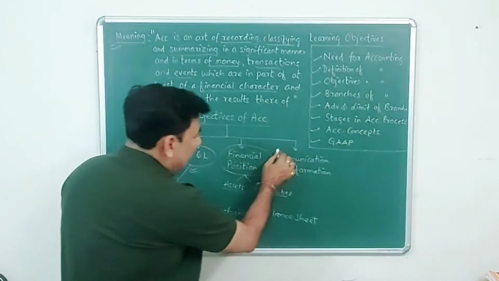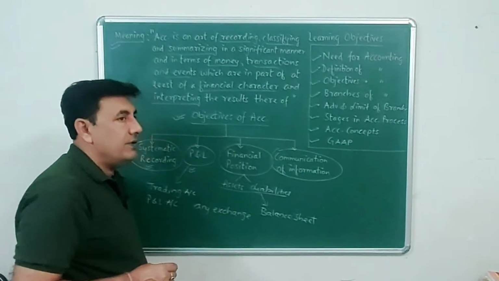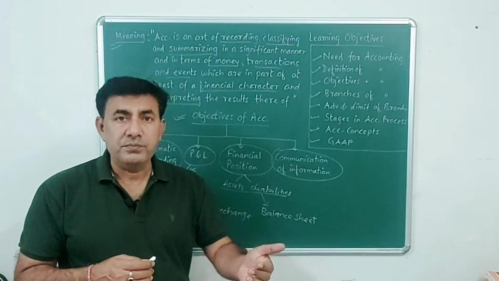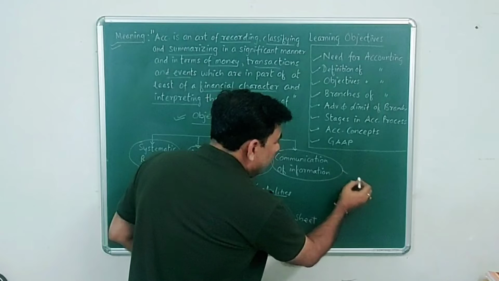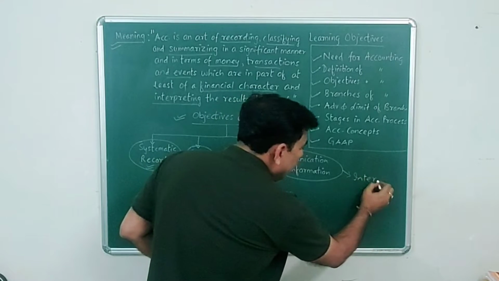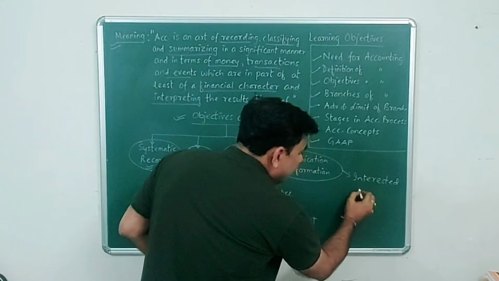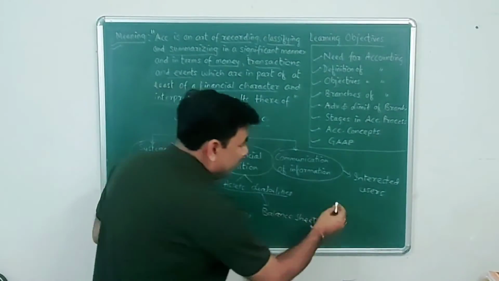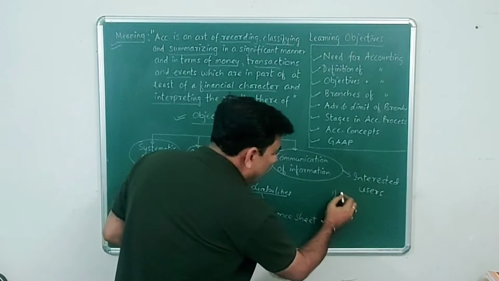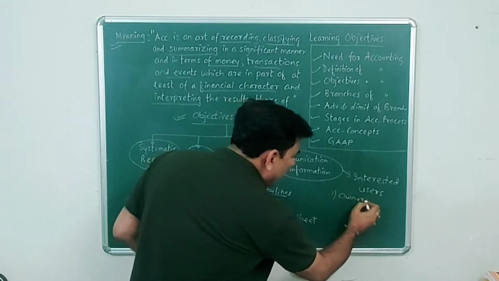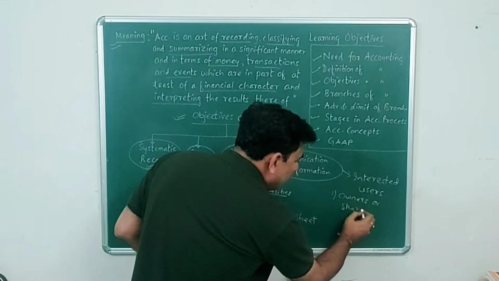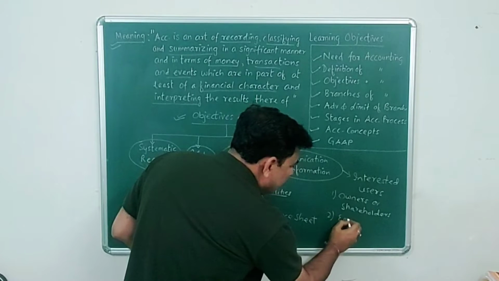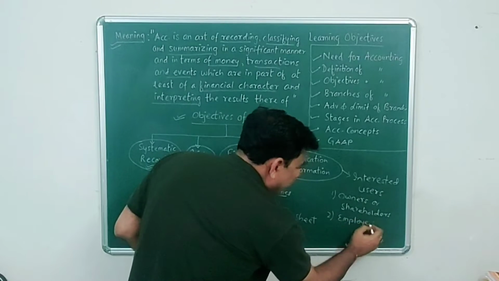The last objective of accounting is communication of information. That means passing on the information, to provide information to whom? To the interested users, or interested parties. So who are the interested users? These users can be owners or shareholders, those who have invested money in the business. They can be employees, those who are working in the company.